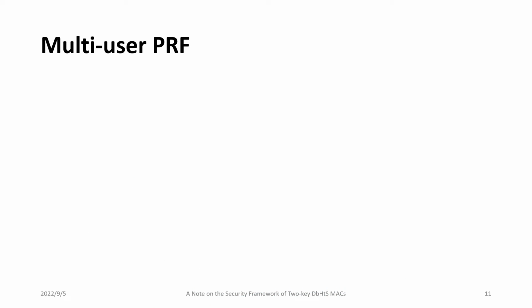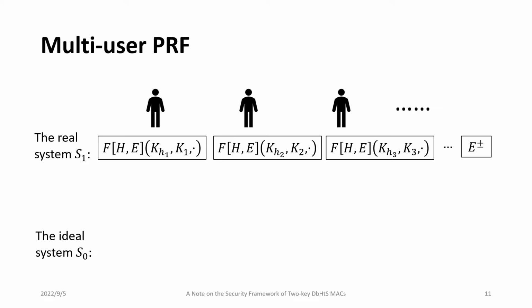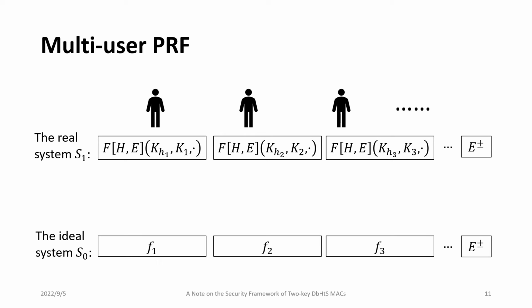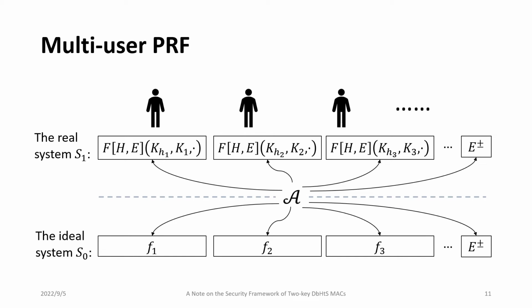Now we introduce the multi-user PRF. Take function f being 2-key DbHtS as example. There are two systems. One is the real system S1, which consists of many f functions with independent keys and its underlying block cipher. The other is the ideal system S0, which consists of many independent random functions and the block cipher. If no adversary can distinguish the two systems, then the function f is a multi-user PRF.